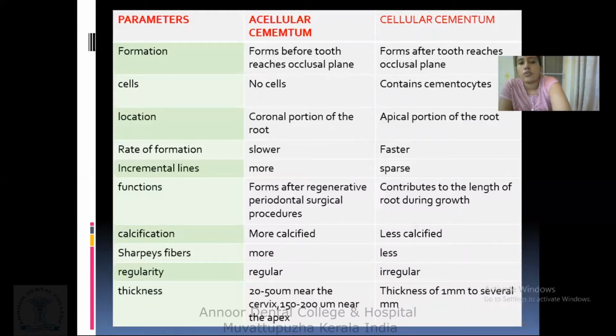Now, the rate of formation of acellular cementum is faster, and the incremental lines are more in acellular cementum, and they are more calcified. Acellular cementum is more calcified, and Sharpey's fibers are more regular. Sharpey's fibers are more in acellular cementum. Coming on to the functions, acellular cementum forms after regenerative periodontal surgical procedures, and cellular cementum contributes to the length of the root during growth. So these are the main differences between acellular and cellular cementum.